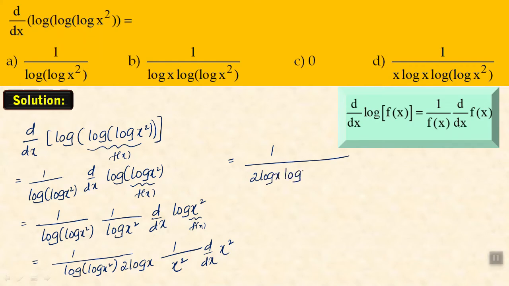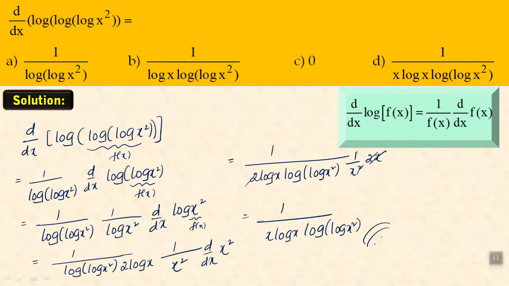into log of log x square into 1 by x square. Here differentiation of x square is 2x. So here x square get cancelled, 2 get cancelled. This equals to 1 by x into log x into log of log x square. Therefore, the answer is option D.